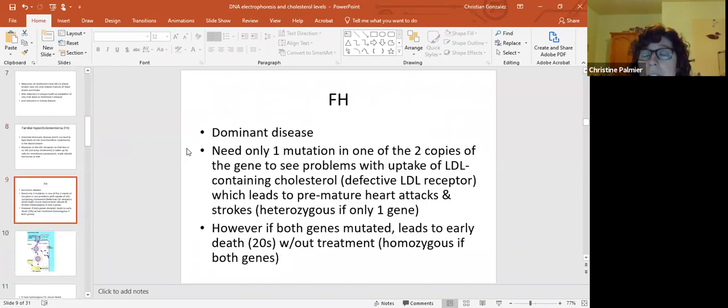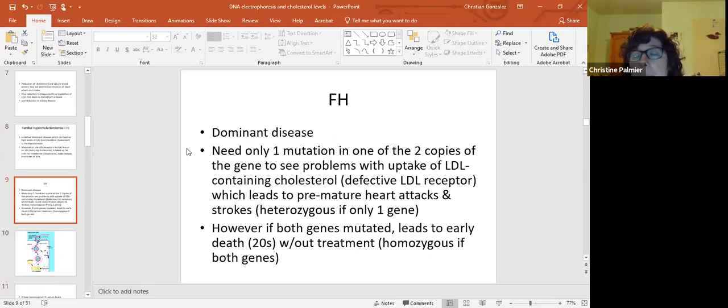This is a dominant disease. I don't know how many of you have had genetics recently, but it's a dominant disease where you only need one mutation in one of the 2 copies of the gene to see problems with uptake of LDL containing cholesterol due to that defective receptor I mentioned, which again can lead to premature heart attacks, strokes, or kidney failure.